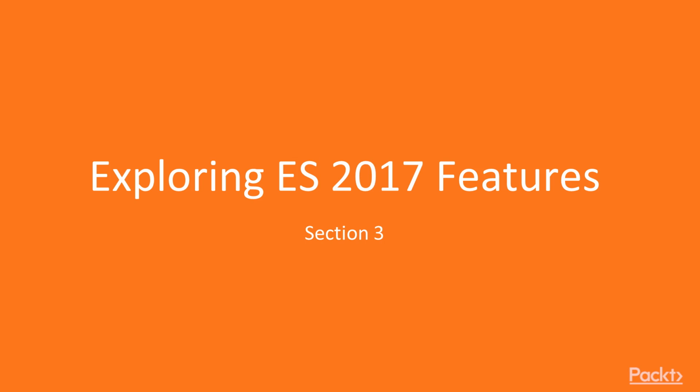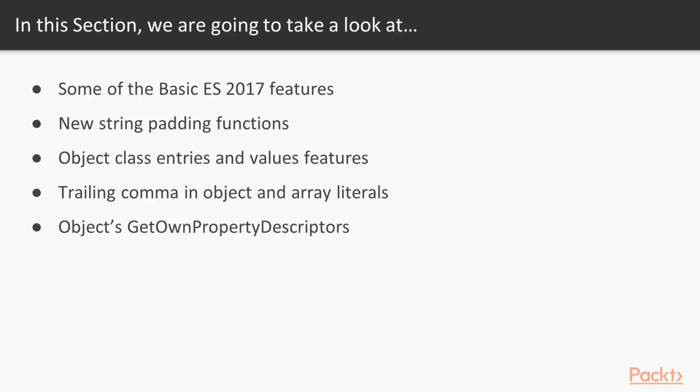Hi, welcome back to section 3 of the course Learning ECMAScript 2017. This is a section where we begin our exploration of the ECMAScript 2017 features. In this section, we will start off by looking at getting the Babel compiler to automatically compile or transpile your JavaScript code and run it from Visual Studio Code.